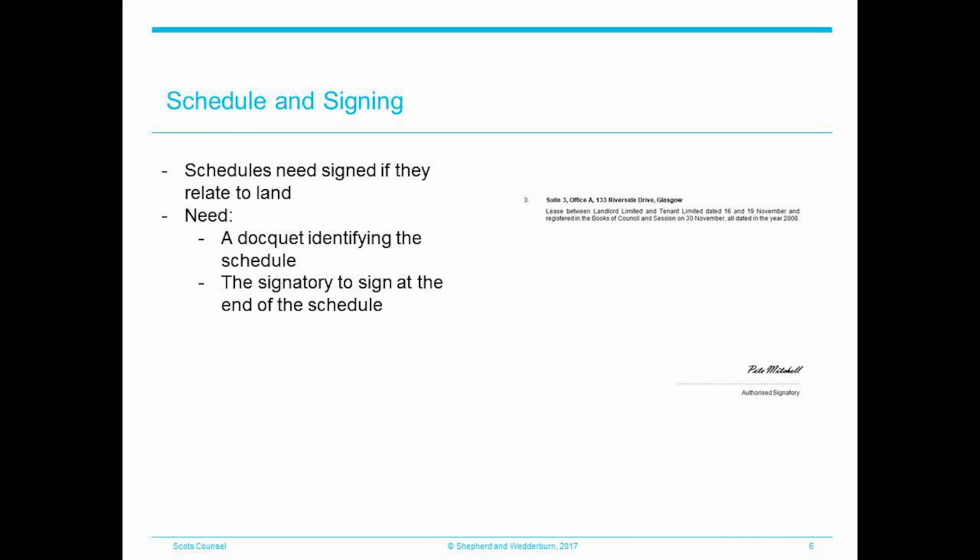Signatories need to sign, but not initial, the schedule. They should use the same signature used to sign the execution block. Put another way, or more importantly, the same signatory that signed the execution block has to sign the schedule.